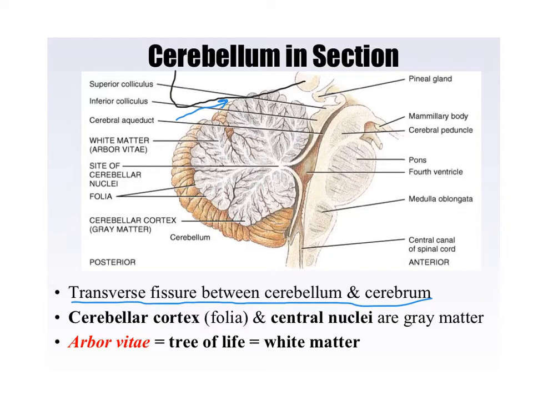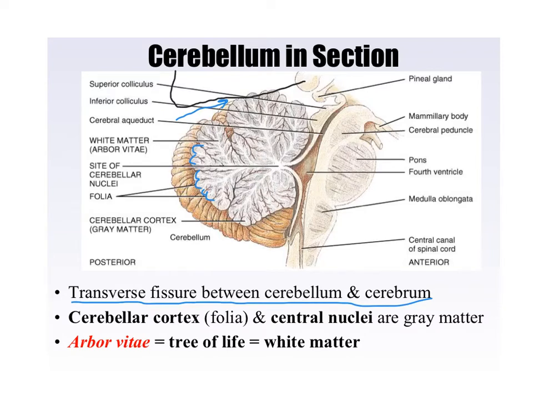The cerebellar cortex, which is the folia. These are these folds right here. Anytime you hear cortex, that always means the outer layer of the brain. That's going to be gray matter. Remember, in the spinal cord, the gray matter was located deep or in the middle of the spinal cord. In the brain, it's located superficial or on the outside of the brain.